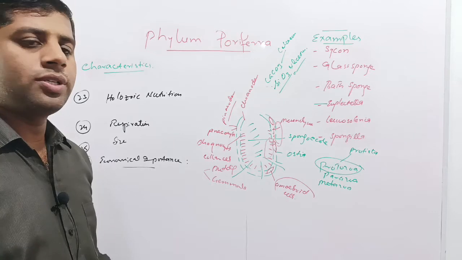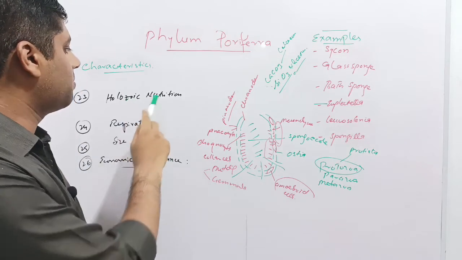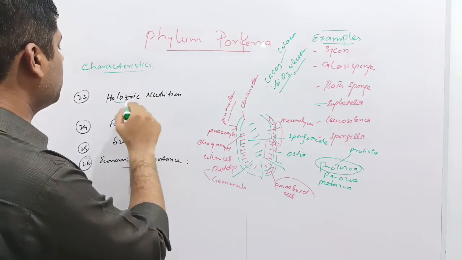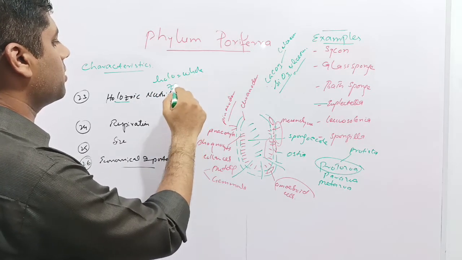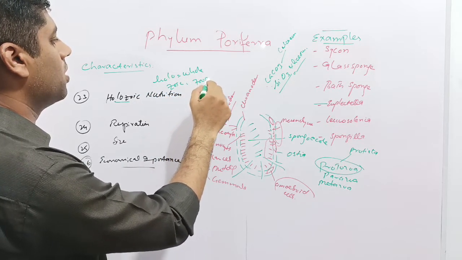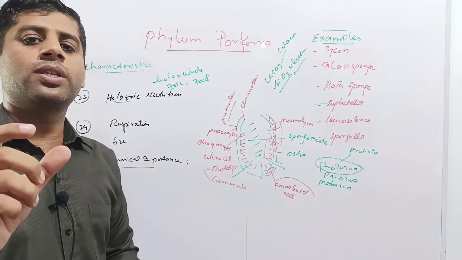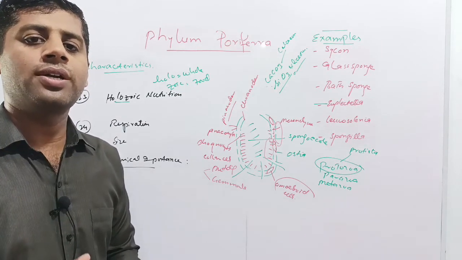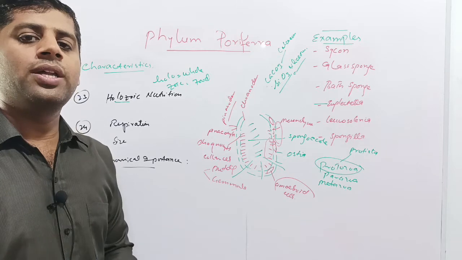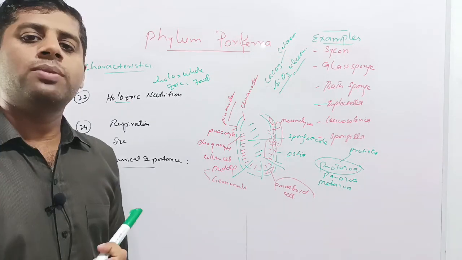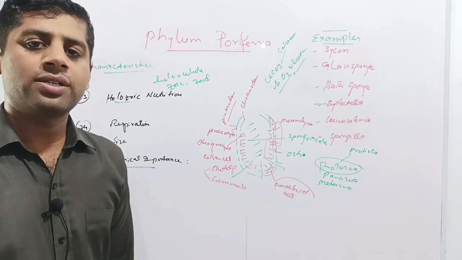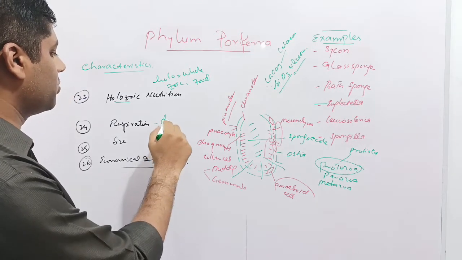Next is the mode of nutrition. Sponges follow the holozoic mode of nutrition. Holozoic means, holo means complete or whole, and zoic here means food. In this mechanism, the whole food material, the bolus, is ingested into the body and it is then digested. For example, the sponges follow the holozoic mode of nutrition. These animals do not bear any respiratory organs, so respiration occurs by diffusion.